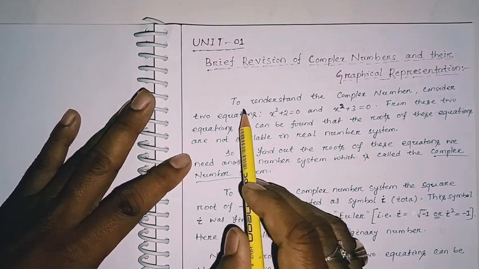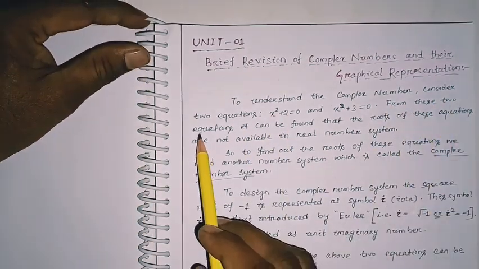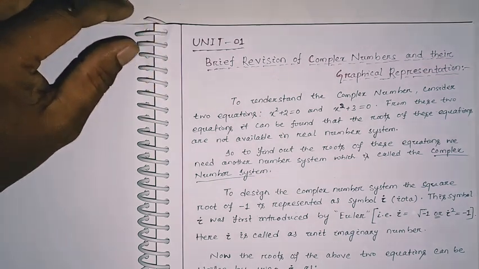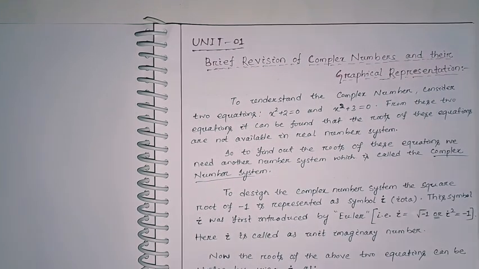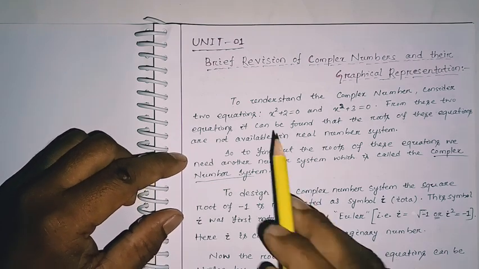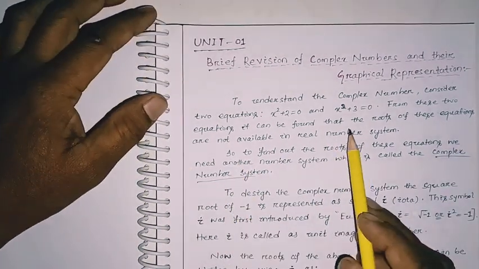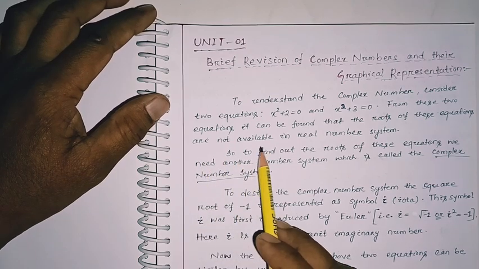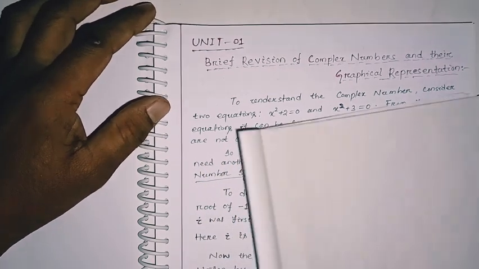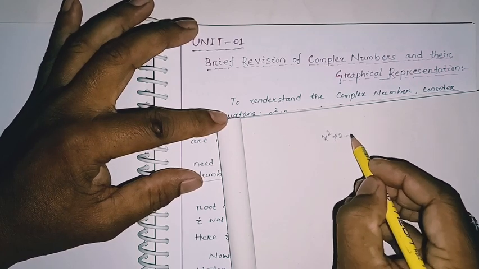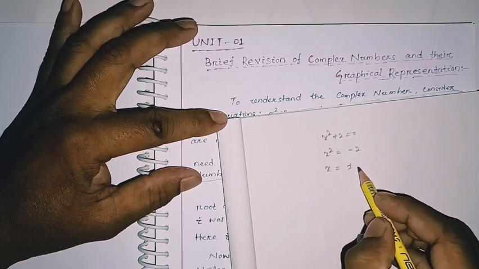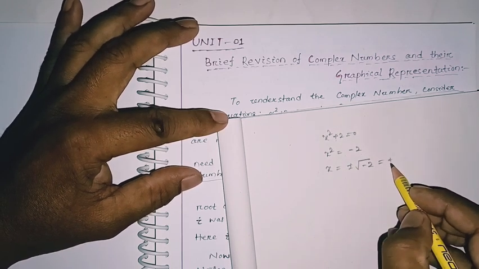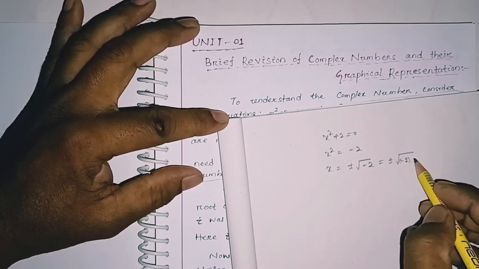So here, to understand the complex number, consider two equations, that is x square plus 2 equal to 0 and x square plus 3 equal to 0. If we consider these two equations, then we can find that the roots of these equations are not available in the real number system. How is it? Suppose we consider x square plus 2 equal to 0. That means x square will be minus 2 and x will be plus or minus root over of minus 2, or we can write plus or minus root over of minus 1 into 2.